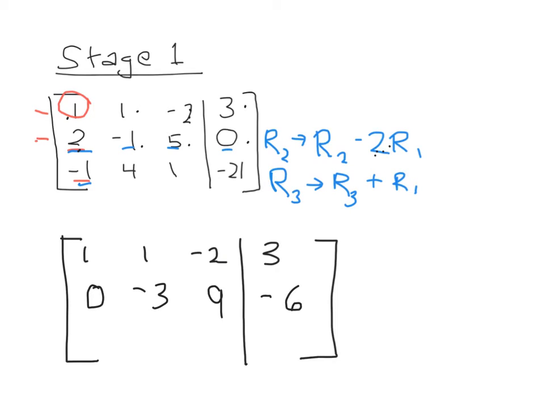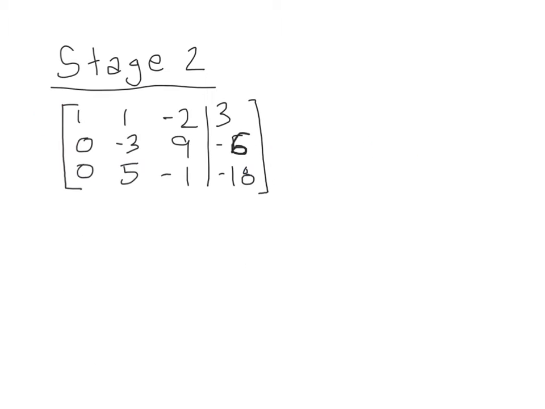Moving to row 3. Row 3 plus row 1. So -1 plus 1 gives us 0. 4 plus 1 gives us 5. 1 plus -2 is -1. And -21 plus 3 gives us -18.